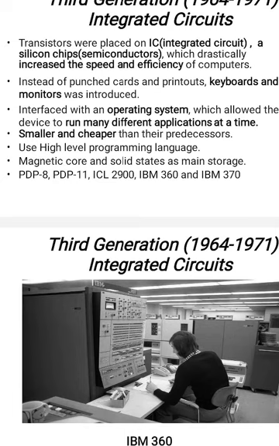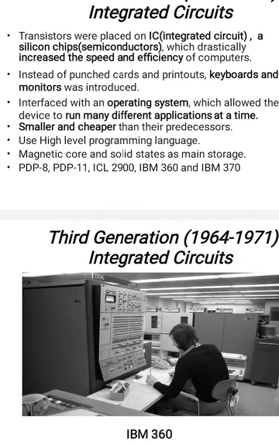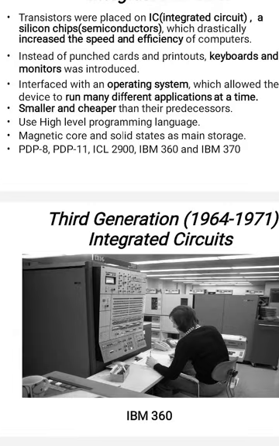Next came the third generation, where transistors were replaced by integrated circuits. These are silicon chips, or semiconductors, small devices that replace transistors. So instead of punch cards and printouts, keyboards and monitors were used. This is where the actual computer comes into the picture. It had operating systems and many applications, and it was smaller and cheaper compared to the second generation. Many people started using it, and it used high level language, so it was easy to program.